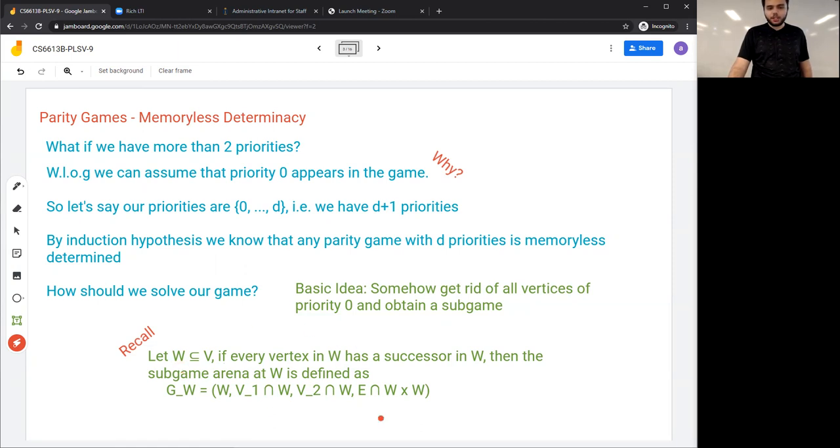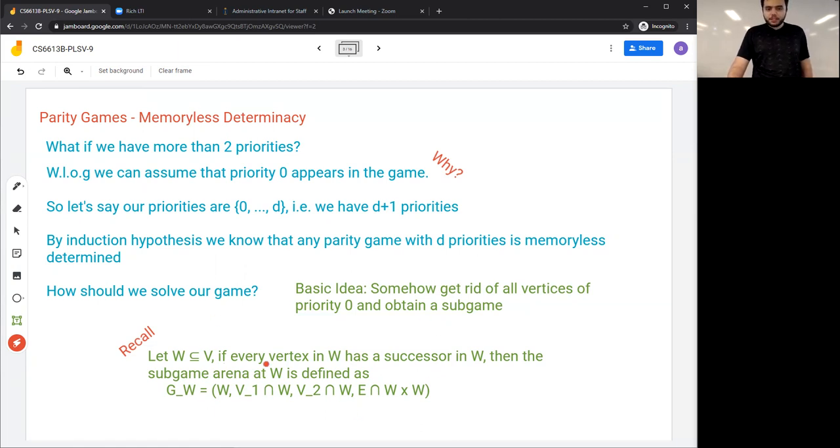And the only condition that we needed in order to be able to do this was that every vertex in W should have a successor in that same set W, so that when we get this graph that is basically limited to the vertices of W, it should actually be a well-defined game.